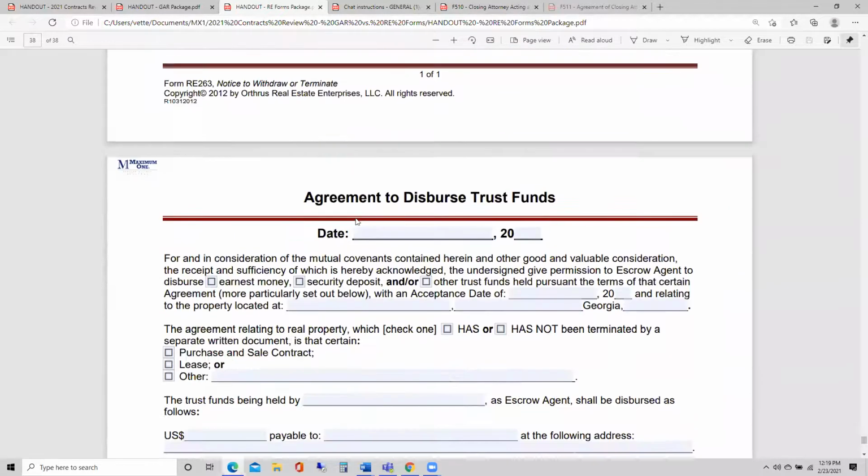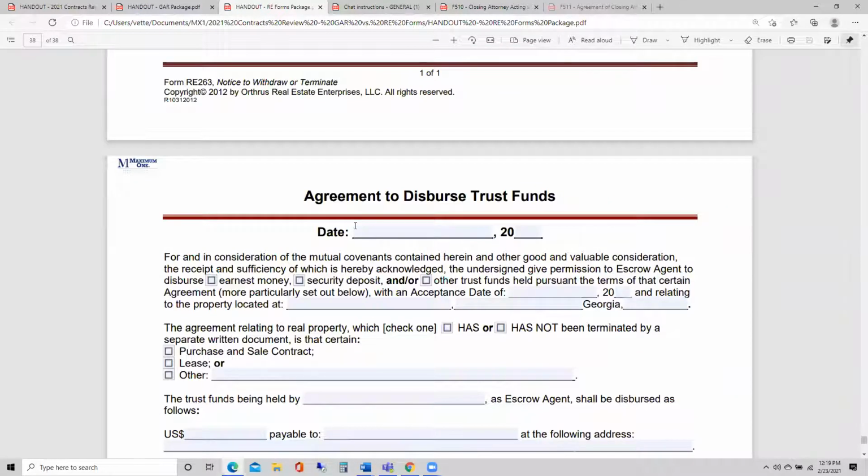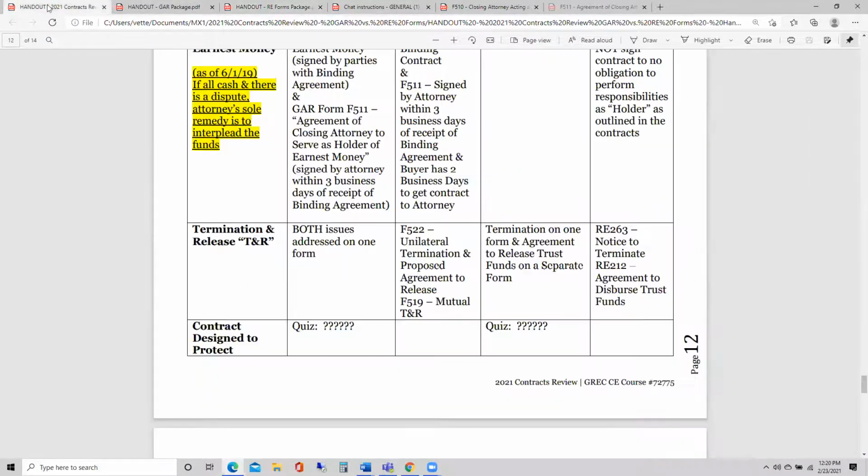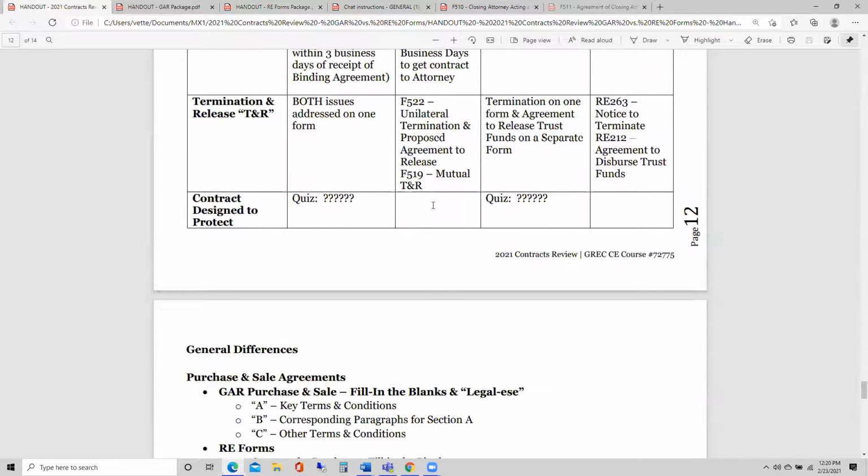Agreement, the way I want you to remember agreement is if you picture in your mind two hands shaking. That's a universal symbol for agreement. Well, it takes two people to shake hands. So anytime in any of these forms where you see notice, you know it's unilateral and you only need one party's signature. And where you see agreement, you know it's bilateral and you need both parties' signatures.